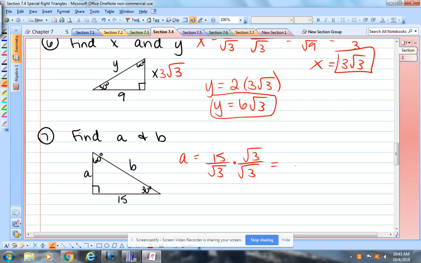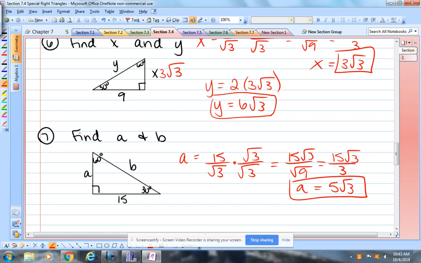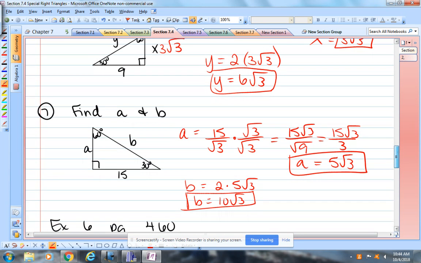Multiply across. 15 times radical 3 is over radical 9. What's the square root of 9? What is 15 divided by 3? 5. So A is 5 radical 3. Y'all with me? And then how do I get the hypotenuse, which is B? 2 times 5 radical 3, which is 10 radical 3. That's seriously as hard as they get.